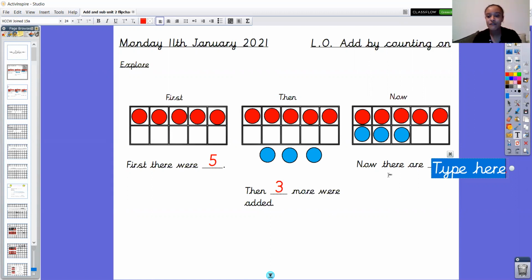Okay, and now we're going to count on from 5 using these blue ones. Ready? 5, 6, 7, 8. Fantastic. So now there are 8. So first there were 5 counters, then 3 more were added. Now there are 8. Brilliant.